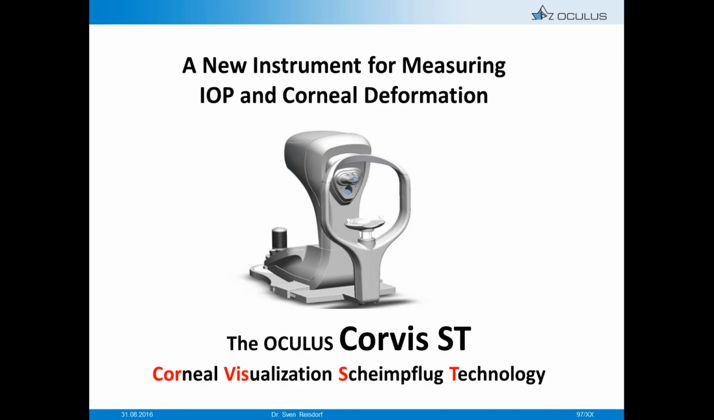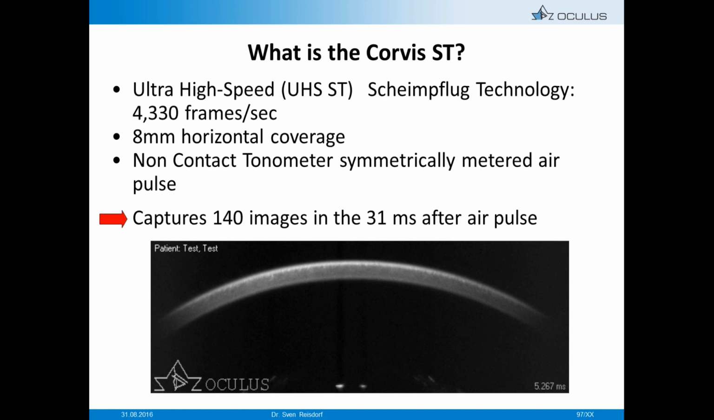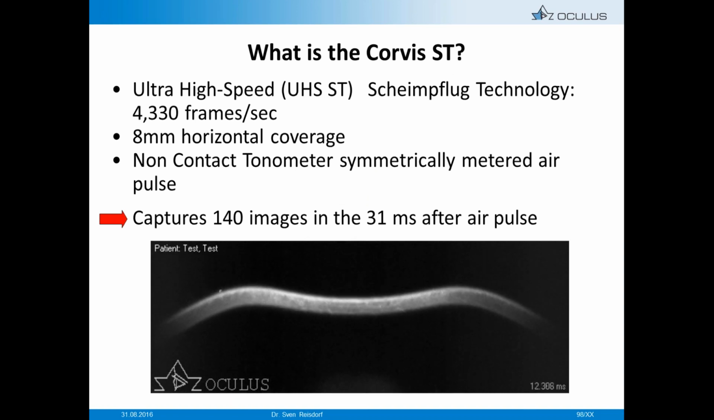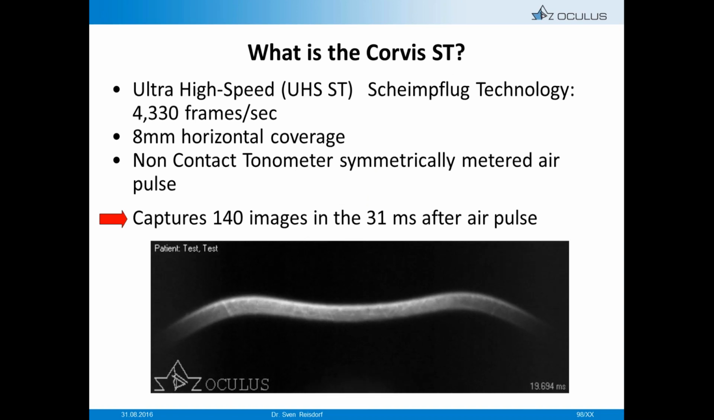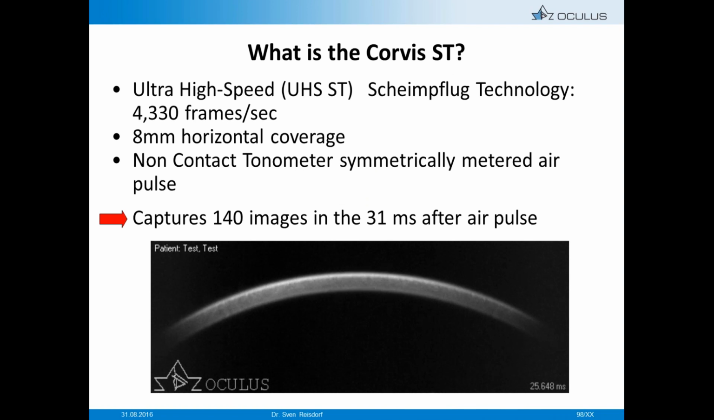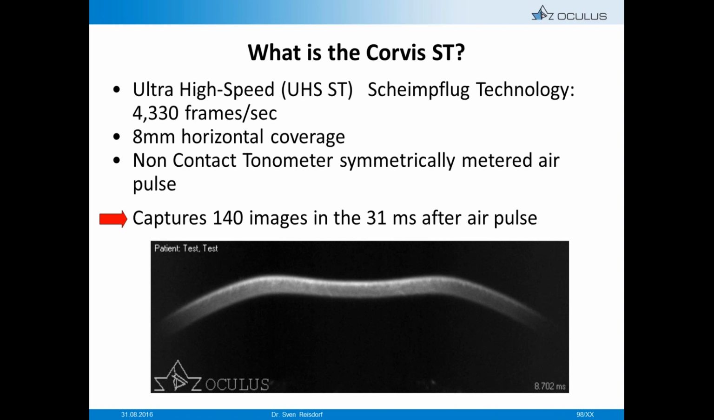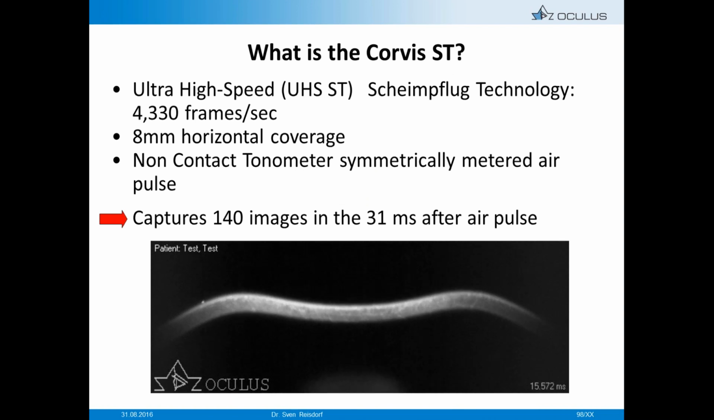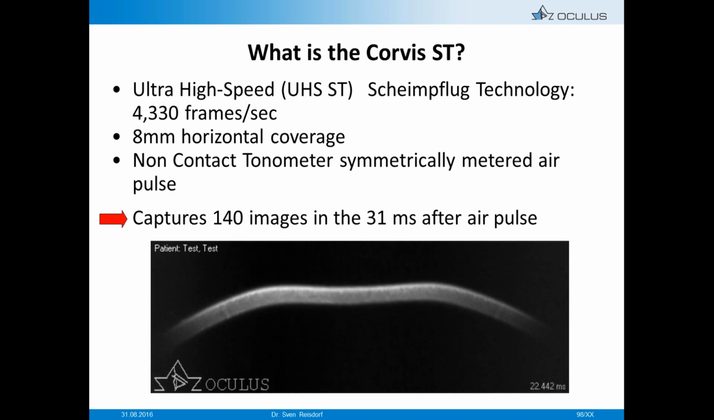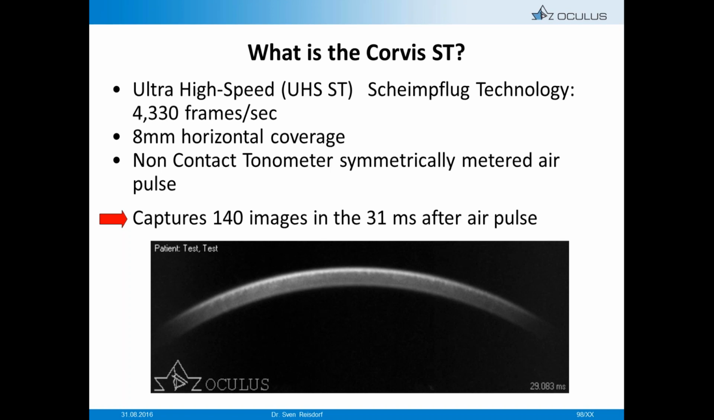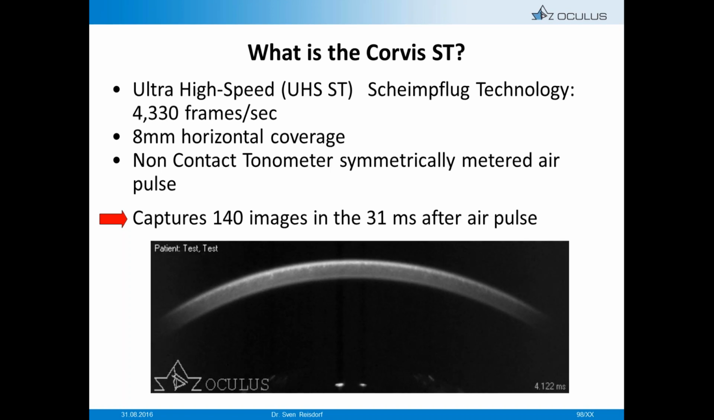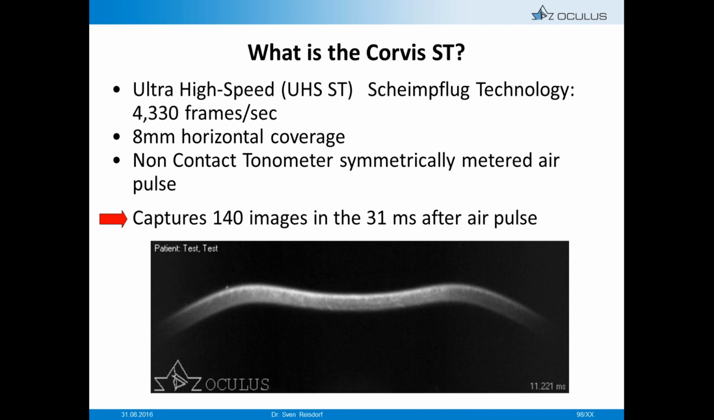So what is Corvis? Corvis is corneal visualization using Scheimpflug technology. Basically what it does is it uses a high-speed Scheimpflug imaging system, has 8 millimeters of coverage, and it combines that with a non-contact, in essence, air puff tonometer. And it creates a video response of the cornea to that air puff, as you can see that deformation that occurs when that puff of air blows against the cornea.